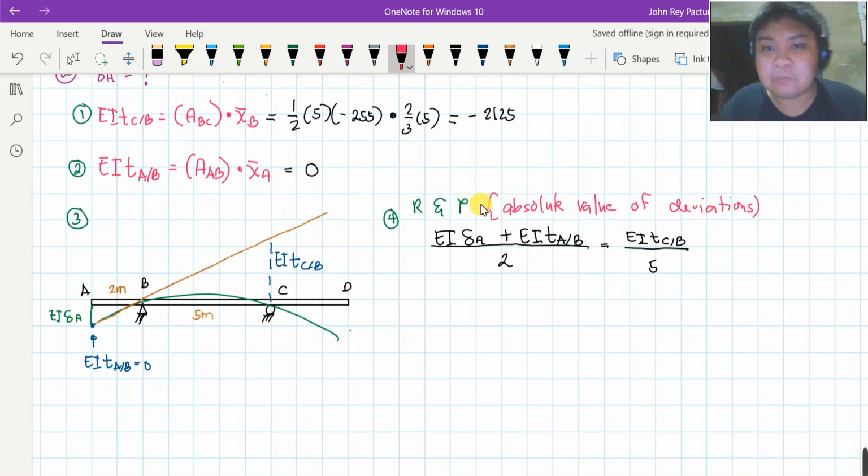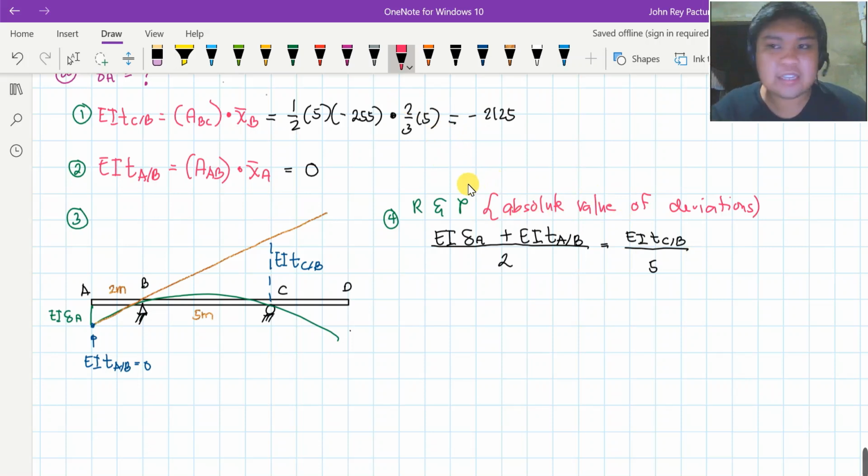But for as long as ratio and proportion is concerned, ang ilalagay ko dito, class, is hindi negative 2125. Huwag mong ilagay, class, yung negative 2125. Ang ilalagay mo dapat ay positive 2125. Kaya nga absolute value. Kasi wala namang pakialam, class, sa sign ang ratio and proportion.